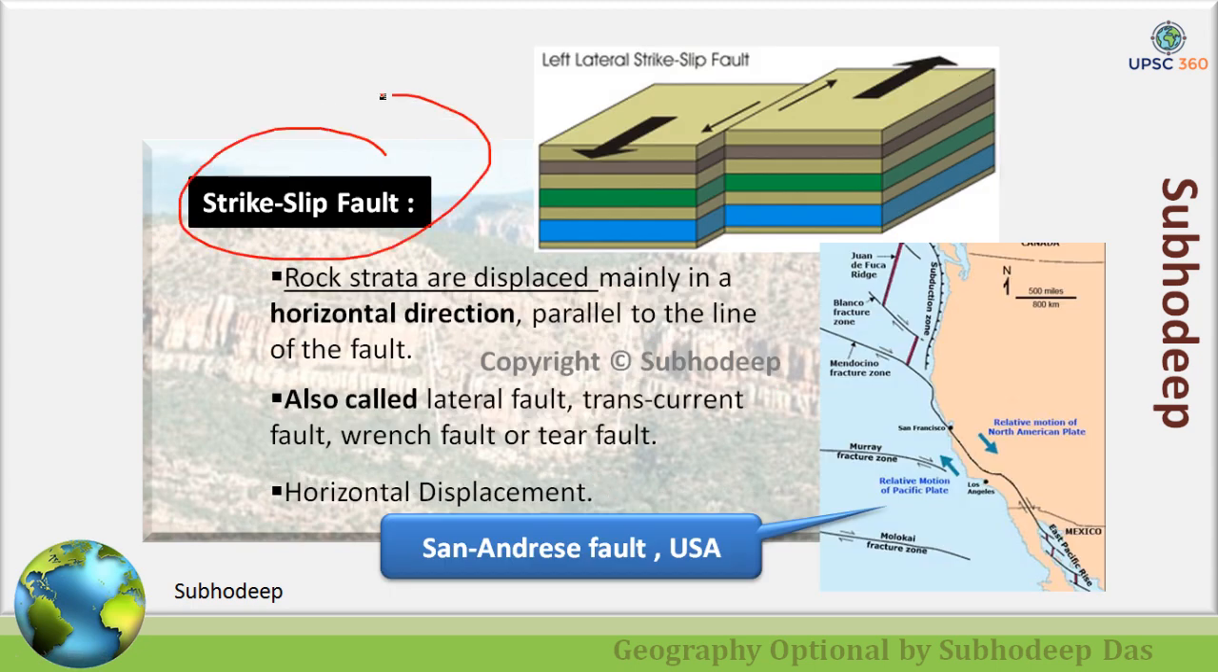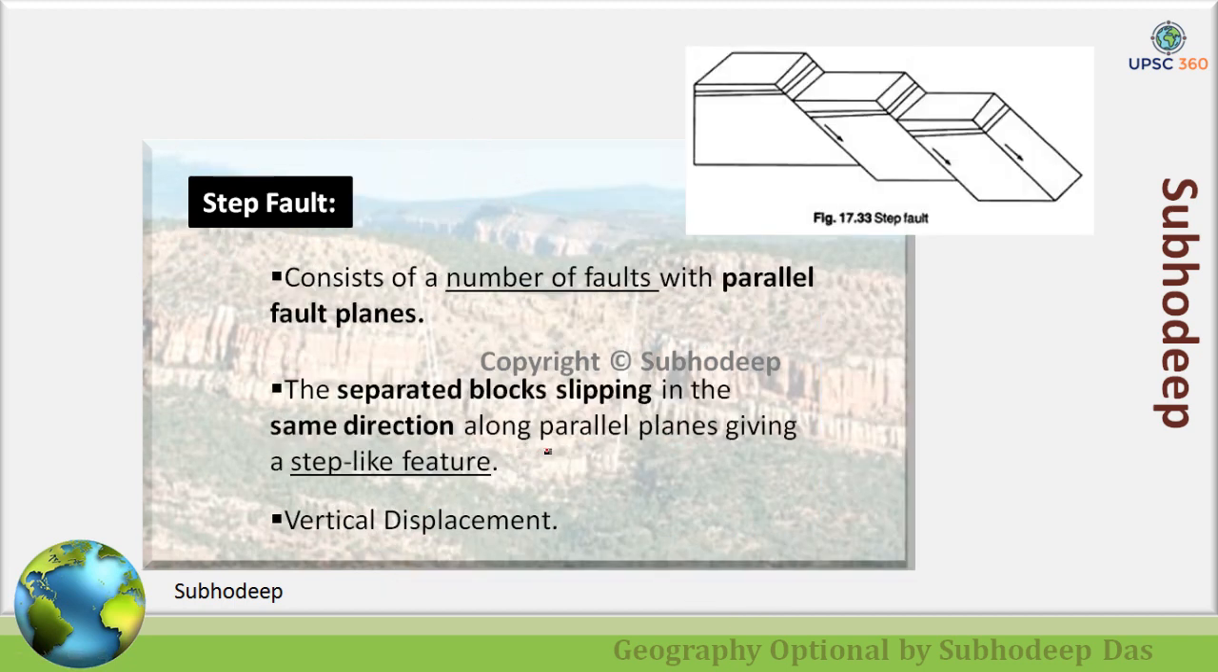Next is strike slip fault. For strike slip fault, the best example is USA's San Andreas fault, right? What happens is, one block moves past the other block, in which the rock strata are displaced mainly in the horizontal direction, which is parallel to the line of fault. It is called lateral fault or transcurrent fault, in which horizontal movement is happening.